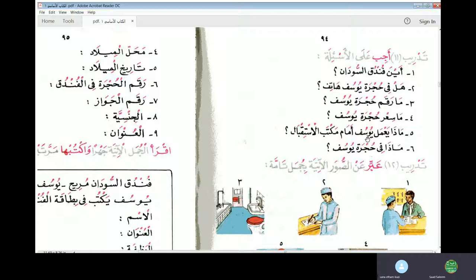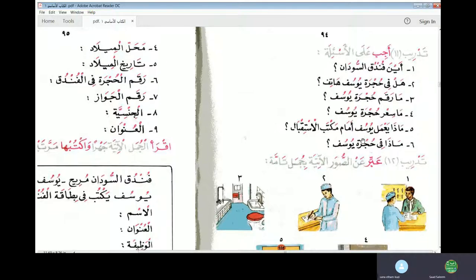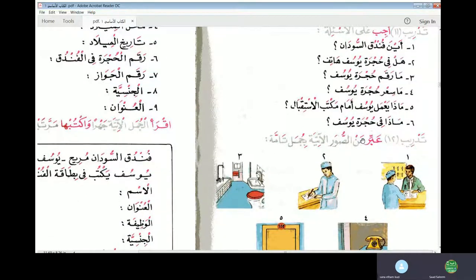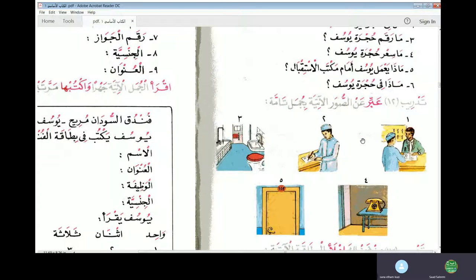What is Yusuf doing in front of the reception hall? His name, his passport number, his job, his mission. Okay.